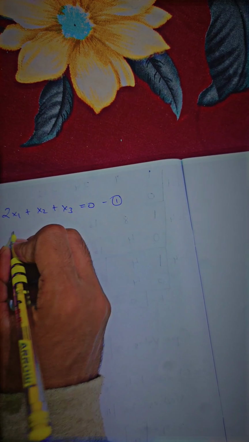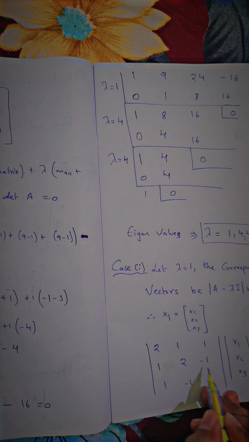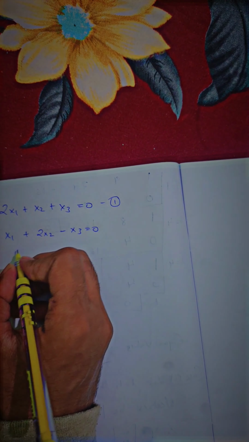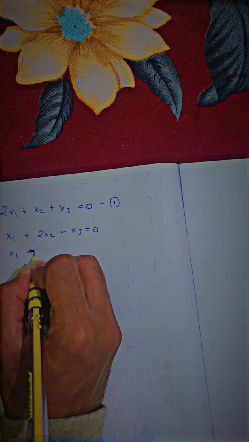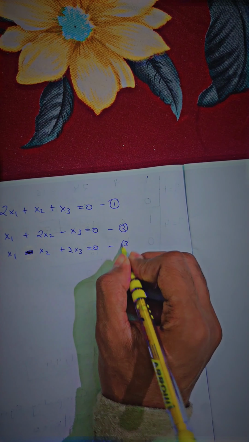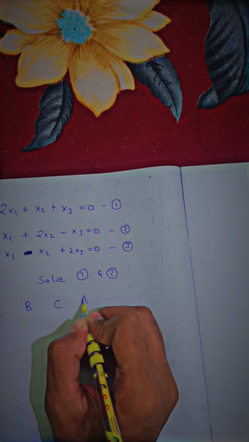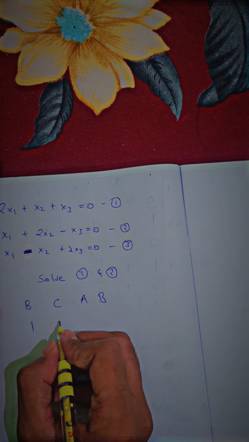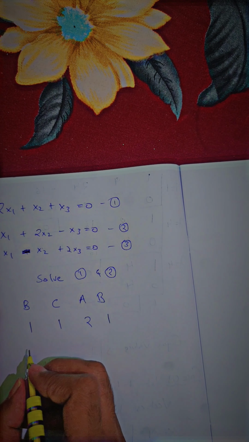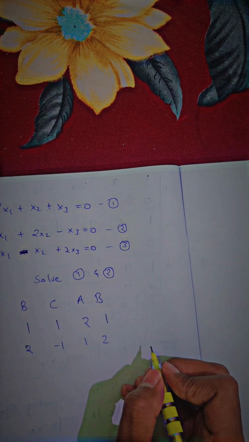Take this as equation 1. Here it is 1 x1, 2 x2, minus 1 x3. So this becomes x1 plus 2 x2 minus x3 is equal to 0. And x1 minus x2 plus 2 x3 is equal to 0. This is equation 2 and this is equation 3. So what we do is solve equation 1 and equation 2, for solving a and b. So what is b? 1. C is also 1. Again into b is 2 minus 1, 1 2.